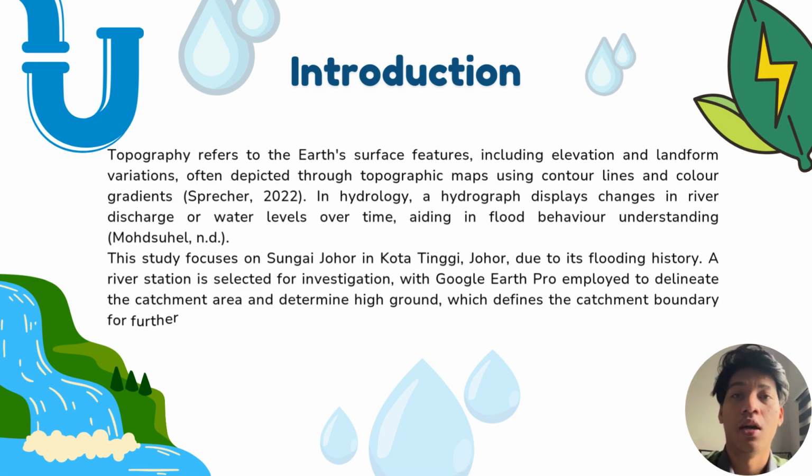In this study, a river station along Sungai Johor was selected due to the area's frequent flooding. Google Earth Pro was used to delineate the catchment area and identify high ground, which defines the catchment boundary. This information formed the basis for further hydrological analysis.